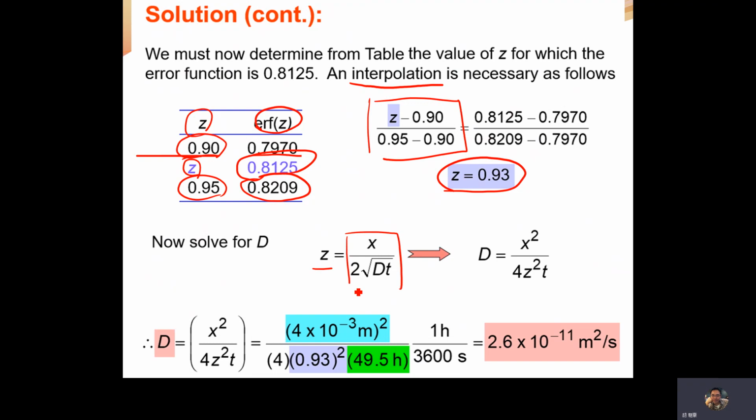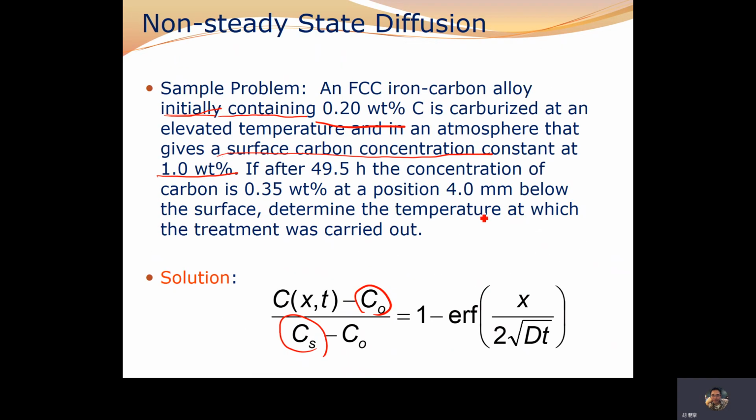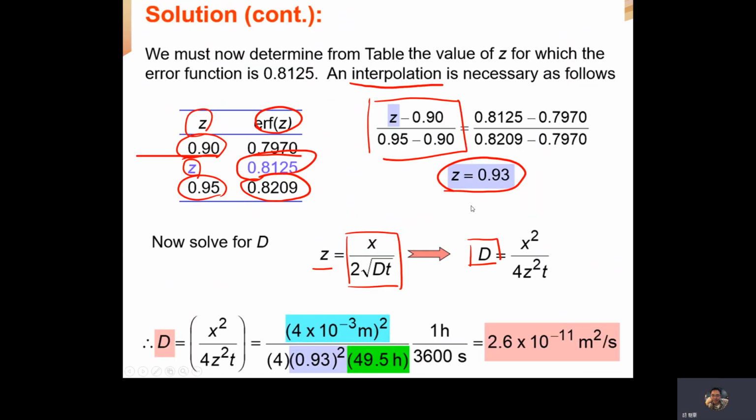z equals x divided by 2 times the square root of D times t. So the diffusion coefficient D equals x squared divided by 4 times z squared times t. Is that clear? We plug in the numbers. The depth after diffusion is 4 millimeters, z is 0.93 from interpolation, and the time is 49.5 hours. We calculate the diffusion coefficient as 2.6 times 10 to the minus 11 meters squared per second.